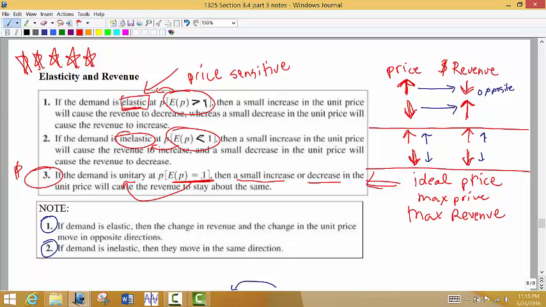All right, so go back to this page right here. Everything you need to know, including the note, is all right here for elasticity and revenue, and if you should raise your price, and if you should not raise your price, depending upon if it's going to hurt your revenue or not.